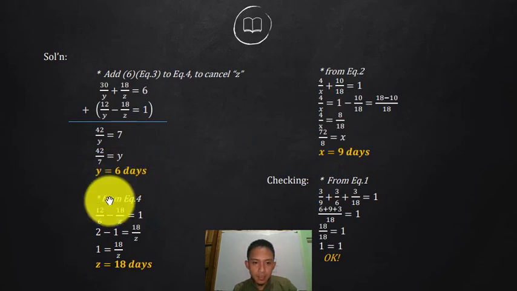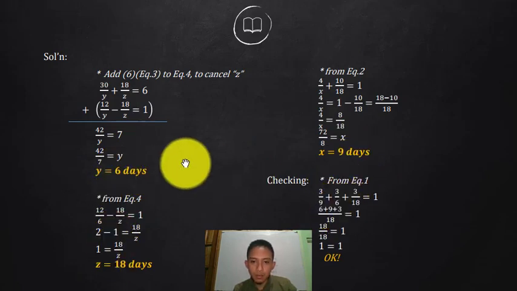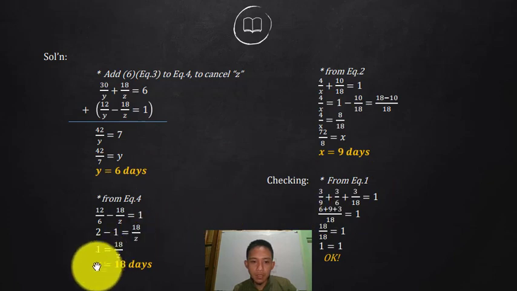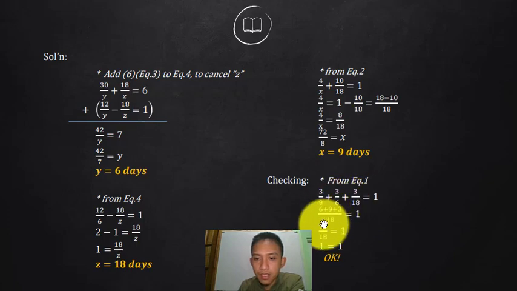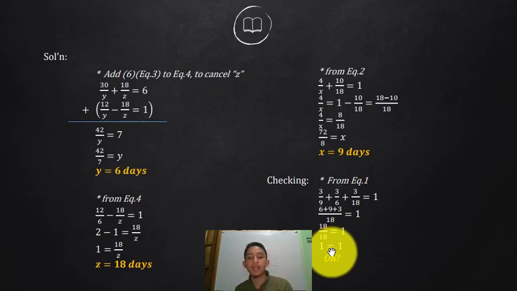3 over x, which is 9. 3 over y, which is 6. 3 over z, which is 18. LCD of this, 9, 6, and 18. What is the number that could be divided by this? Actually, that is 18. So 18 divided by 9 is 2, multiplied to 3, that is 6. 18 divided by 6 is 3, multiplied to 3, that will be 9. 18 divided by 18 is 1, so that will remain 3. 6 plus 9 plus 3 is 18. 18 over 18 is 1. So we are correct. Okay, that's it.